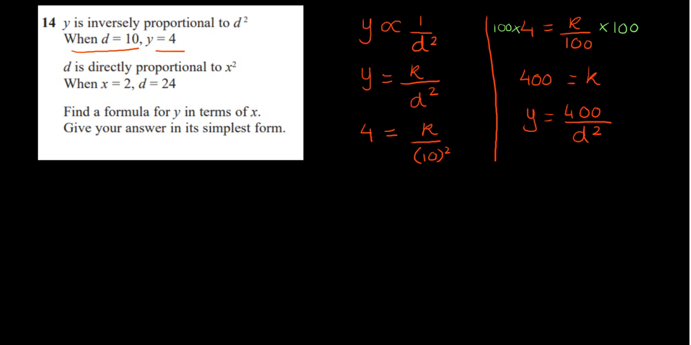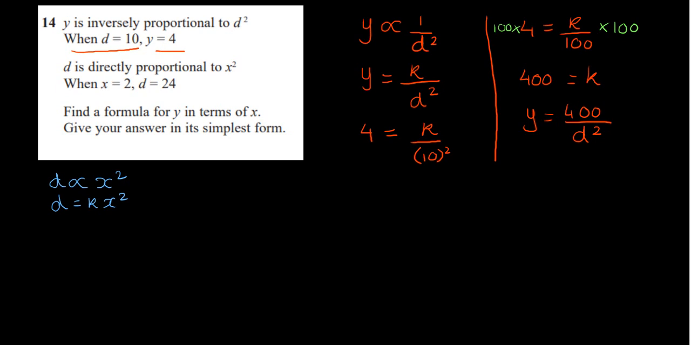It says d is directly proportional to x squared. Okay, that's another bit. I'm going to do that in a different color. So d is equal to, wait, let me write this down. D is directly proportional to x squared. So d is alpha x squared, which is, d is a constant times x squared, another constant.